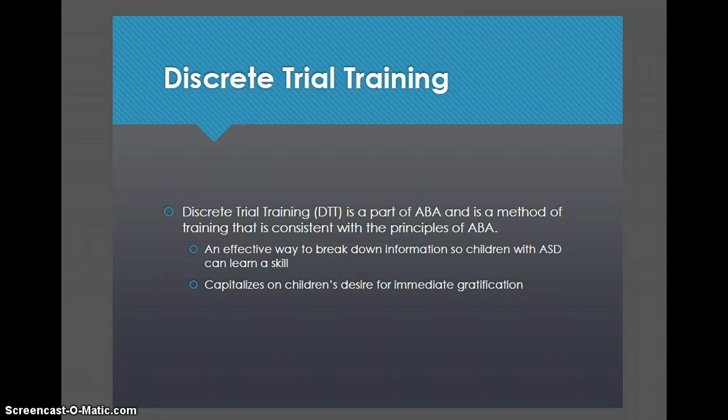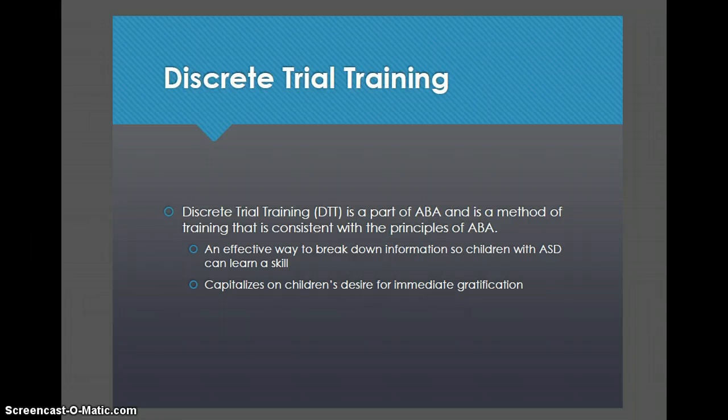Discrete trial training, though, a lot of times is what people will think of when they hear about ABA, because it's what's happening in the classroom a lot of times. It's the instructional part of ABA, and it's a method of training children that's consistent with the principles of ABA, thinking about that behaviorist approach. So DTT is an effective way to break down information so children with ASD can learn a skill. We know that children with ASD have a hard time understanding how to break things down on their own. They don't learn things automatically like a typically developing child does, so DTT breaks it down for them.